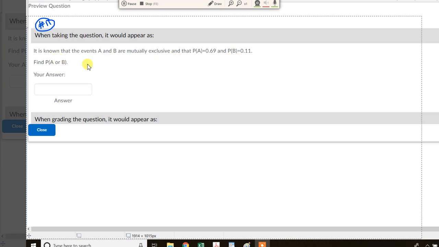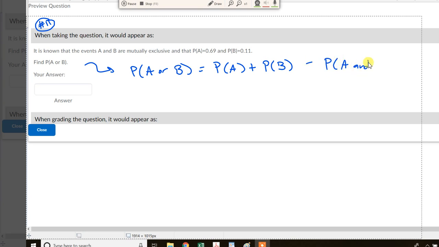So what's the basic equation for the or? Probability of the first guy plus, or means you add. But you double count, so you have to subtract off the double counted people. That's your double counted people right there. That's your overlap. The overlap gets subtracted off.